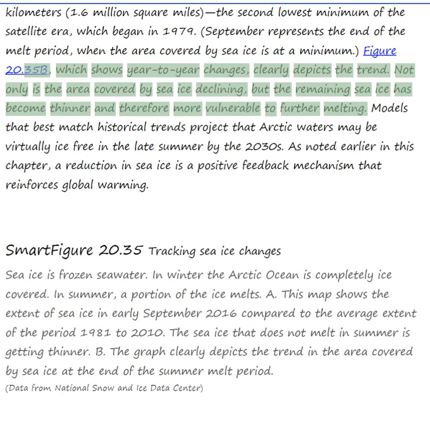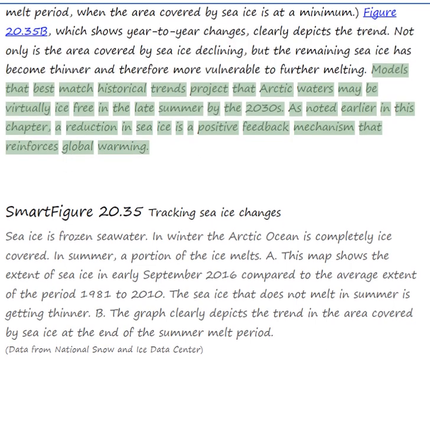Not only is the area covered by sea ice declining, but the remaining sea ice has become thinner and therefore more vulnerable to further melting. Models that best match historical trends project that Arctic waters may be virtually ice-free in the late summer by the 2030s. As noted earlier in this chapter, a reduction in sea ice is a positive feedback mechanism that reinforces global warming.